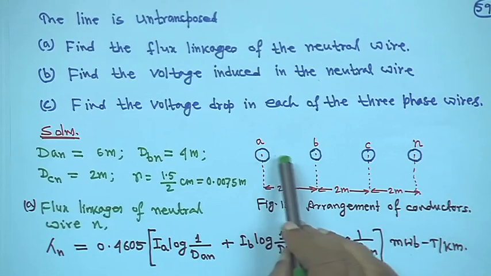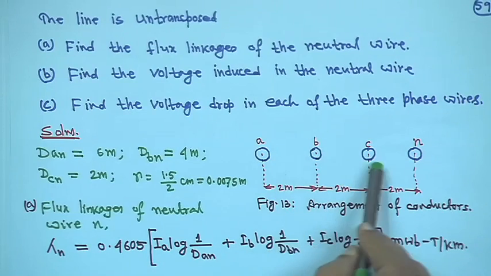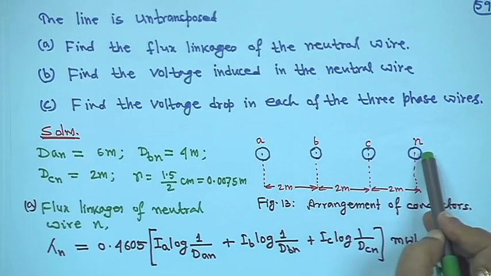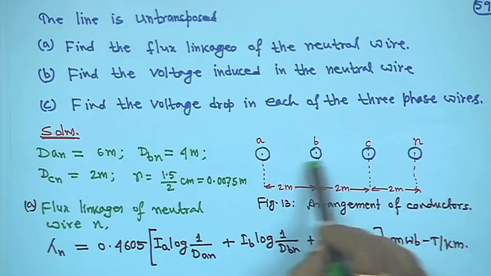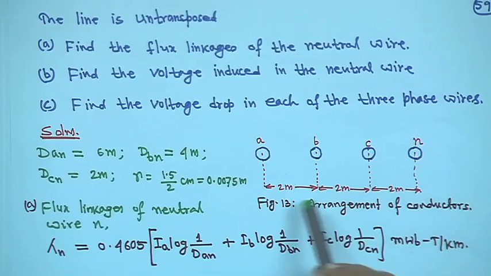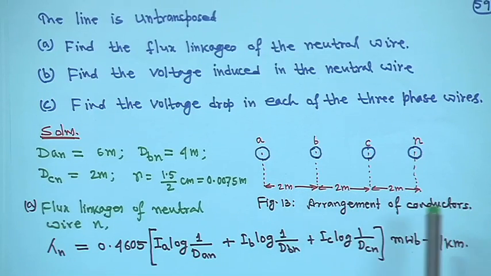So, 3 phases A, B, C, with currents IA, IB, IC in these current carrying conductors, and this is the neutral. The distances between these conductors, phase to phase and phase to neutral, all remain 2 meter, 2 meter, 2 meter. This is the arrangement of the conductors.